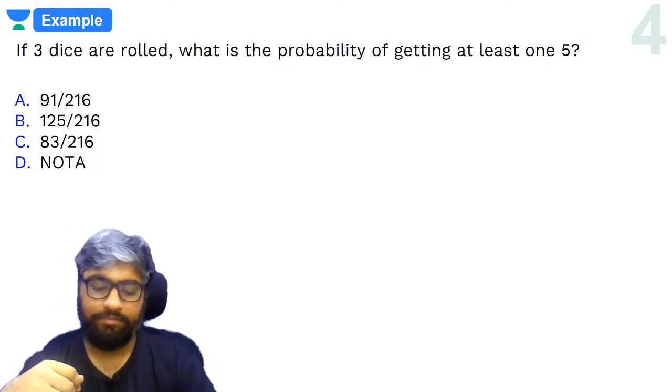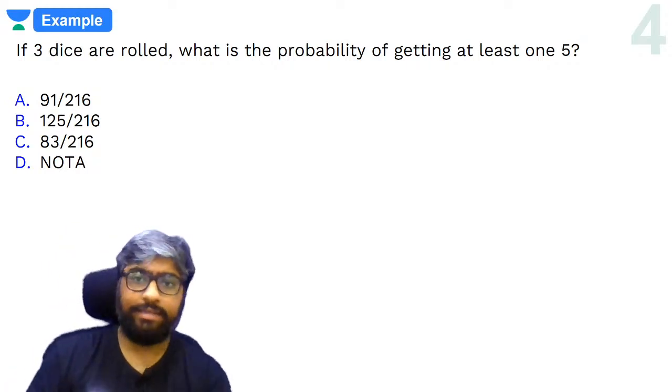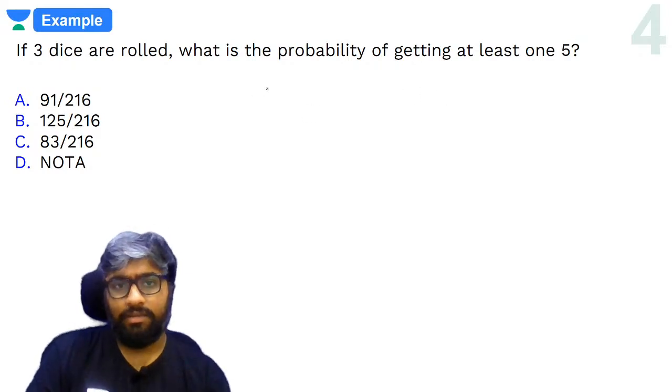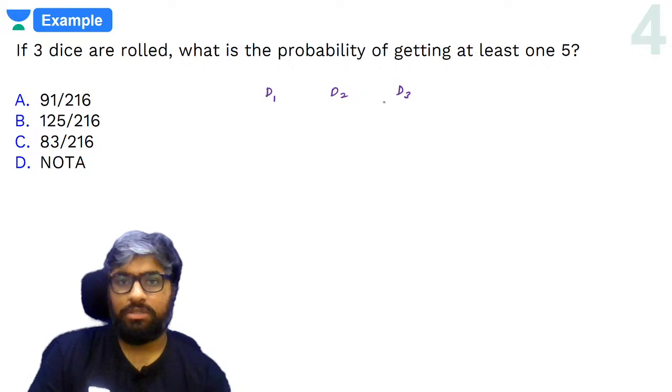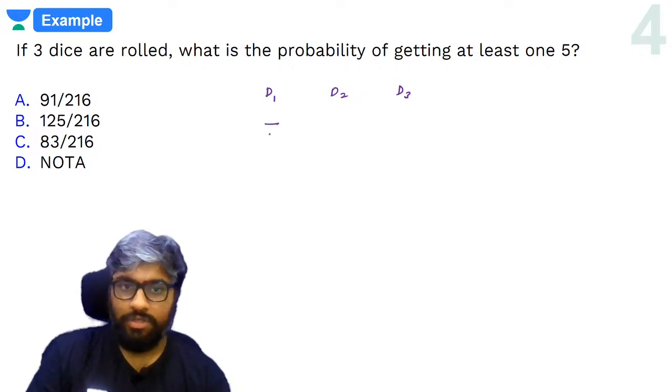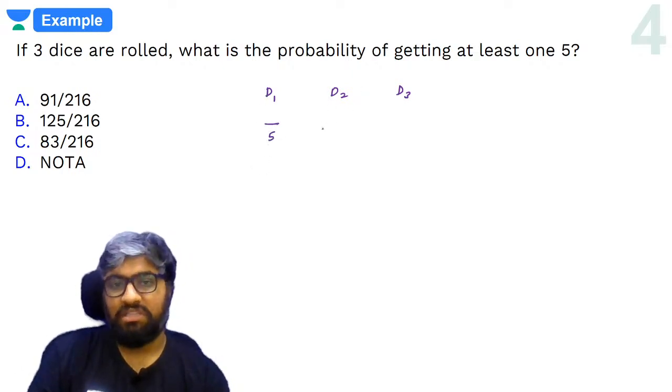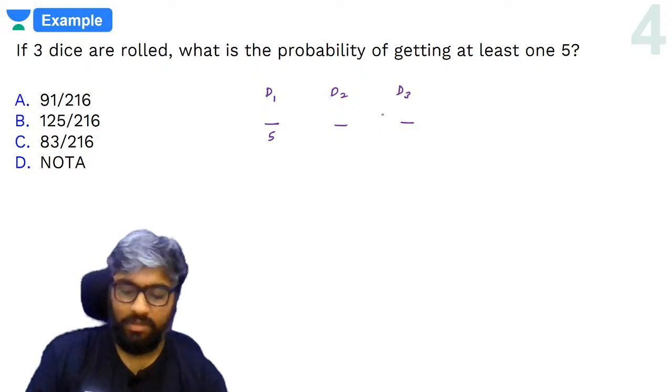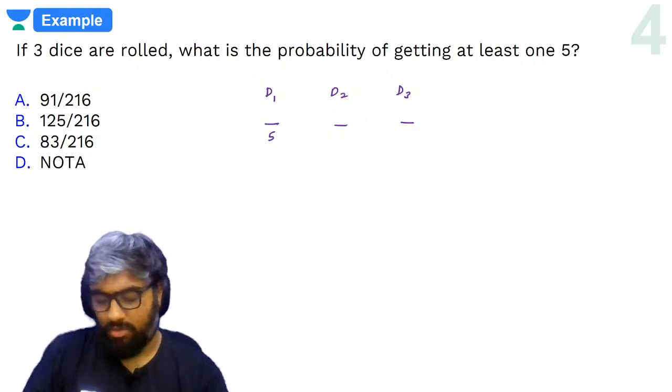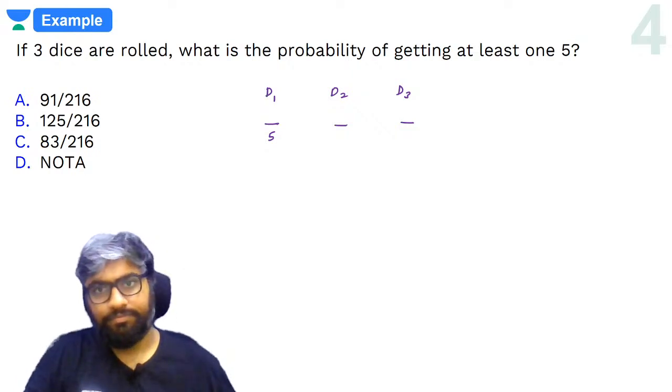Try this, guys. So what do we mean by at least 1 5? There are 3 dice, 1, 2, 3. We should get 1 5 either here, here, or here. 2 5s here, here, different arrangement, or 3 5s and different arrangement. Yes. Quick, try this.